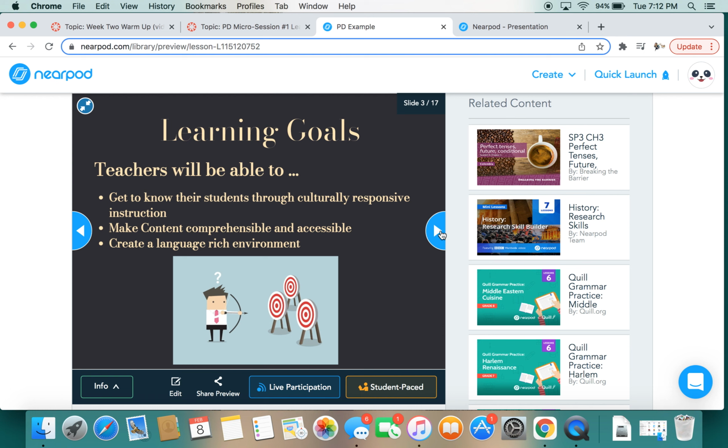Our learning goals for today are that hopefully by the end of this PD, teachers will be able to get to know their students through culturally responsive instruction. They will make content comprehensible and accessible, and they will create a language-rich environment for their students.